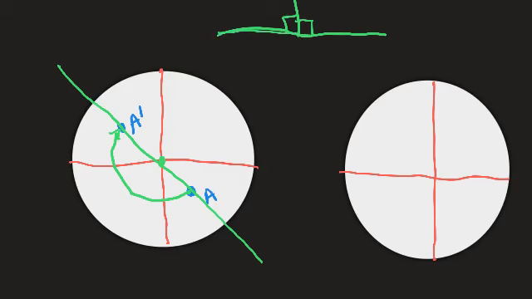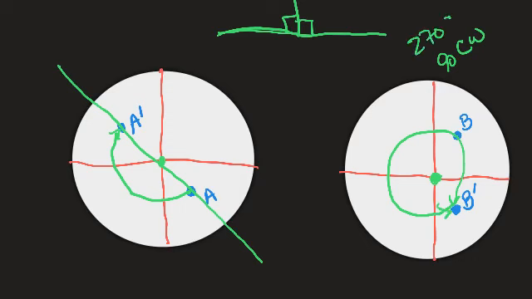Let's try one more. Again, we have the center of rotation. We have a dot here. We'll call him B. We have a dot here. We'll call him B prime. How far did he rotate? Well, he either rotated 90 degrees clockwise or 270 degrees counterclockwise.